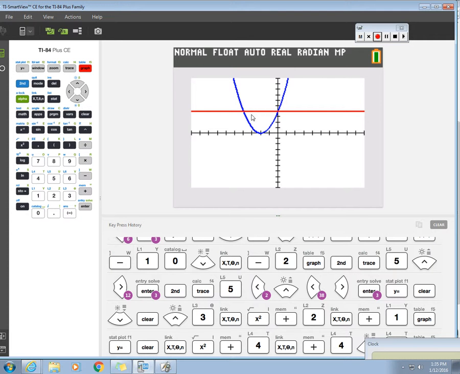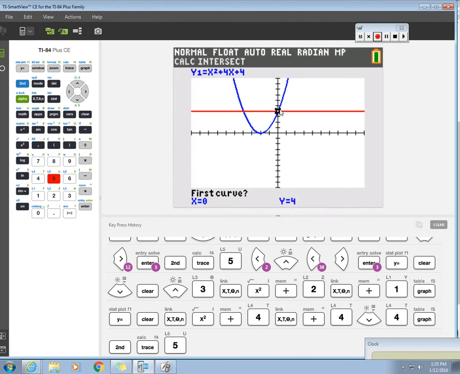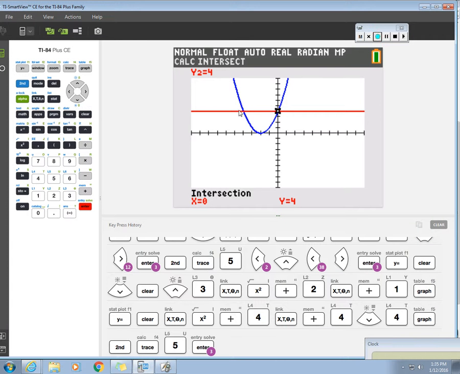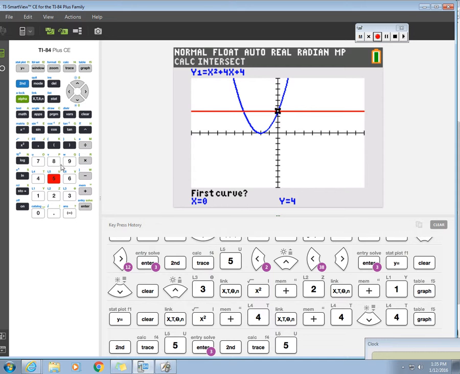Okay, so we see the intersections, but to find the locations, we hit second trace intersect, and this one's already, did yours start on that intersection? If it didn't, you just use your cursor to get to it, and then you hit enter, enter, enter. And so it says the intersection's at 0, 4. So that's our first intersection for this one, 0, 4. Okay, then to find this other intersection over here to the left, you have to hit second trace again, intersect. You have to let it know each time what you're wanting to do.